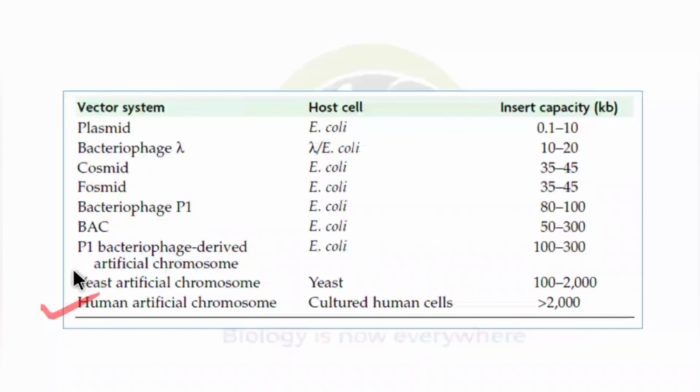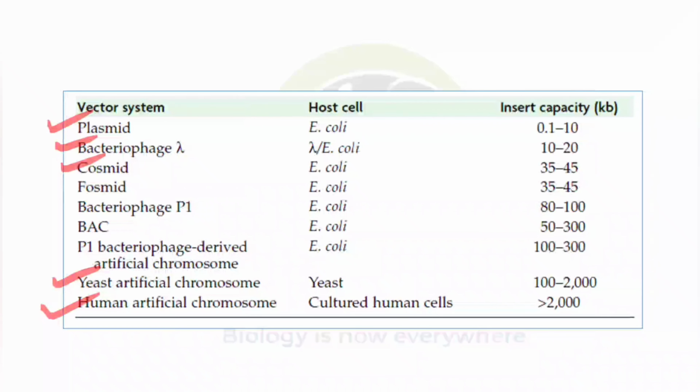And after HAC, if HAC is not in the options, the answer will be YAC, with capacity 100 to 2000. So you have to remember that the smallest carrying capacity is of plasmid, that is only 0.1 to 10 kb. After that, bacteriophage and then cosmid. So you can remember it in the sequence provided in the list. So please go through this.